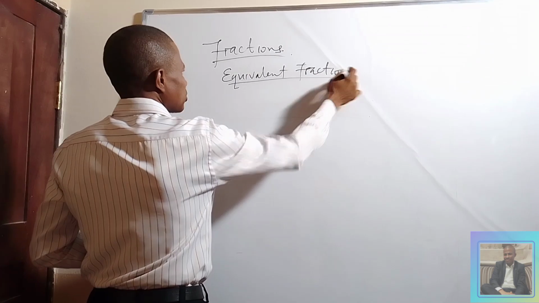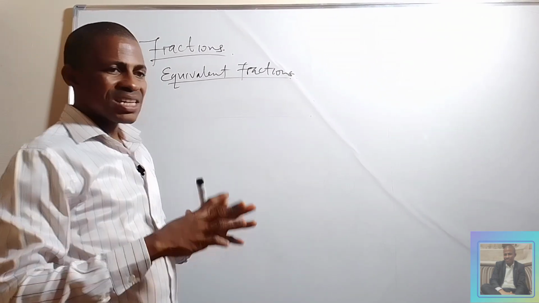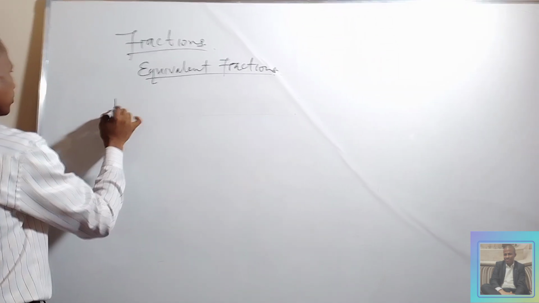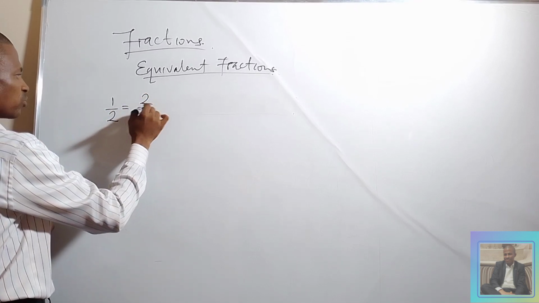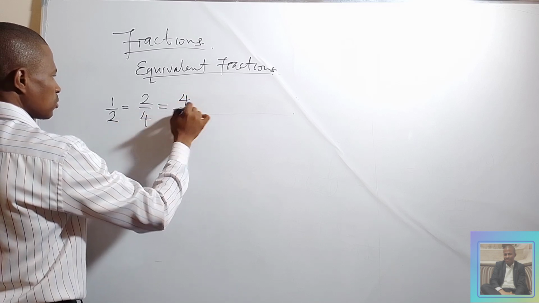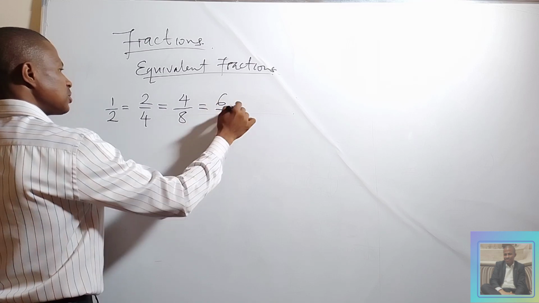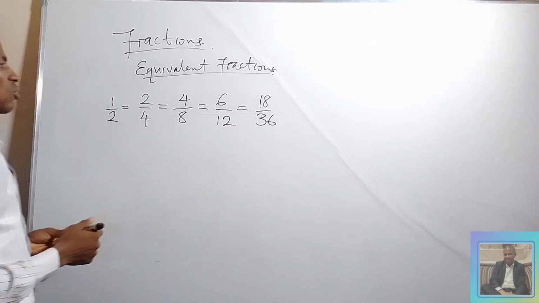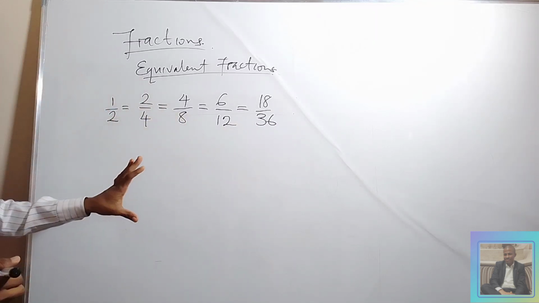When we talk about equivalent fractions, what are we talking about? We are talking about fractions that have the same proportion, but different figures. For instance, half, 1 over 2. 1 over 2 is also the same as 2 over 4, also the same as 4 over 8, also the same as 6 over 12, also the same as 18 over 36. These are all equivalent fractions.